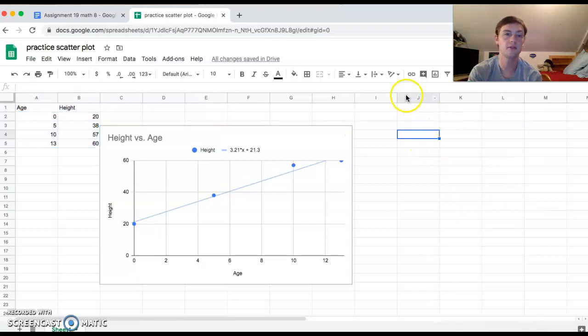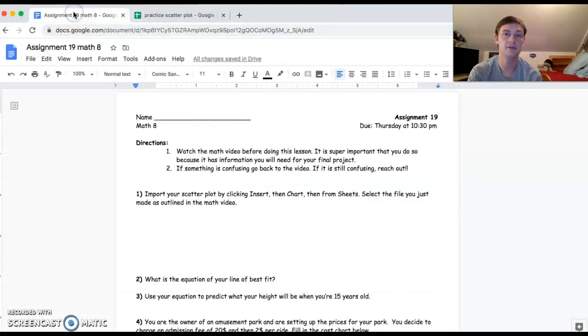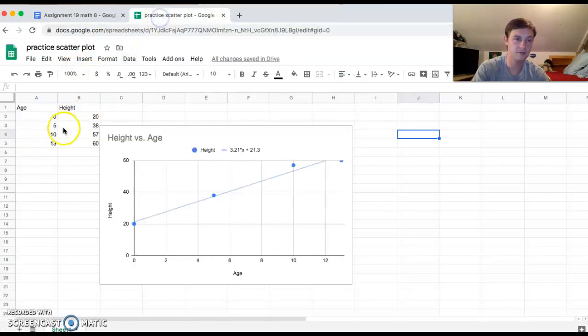That's it. And so now I'm going to go back to my assignment. This is question number 1. It says, import your scatter plot by clicking Insert, then Chart, then from Sheets. Select the file you just made as outlined in the math video, which is this. So you guys made your own sheets. The only thing that's different is going to be your numbers here.